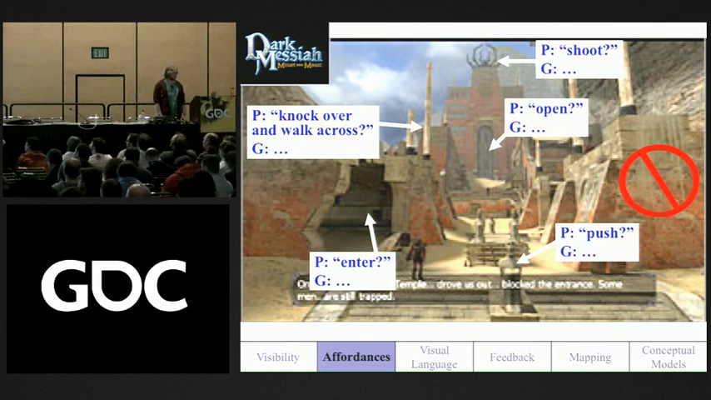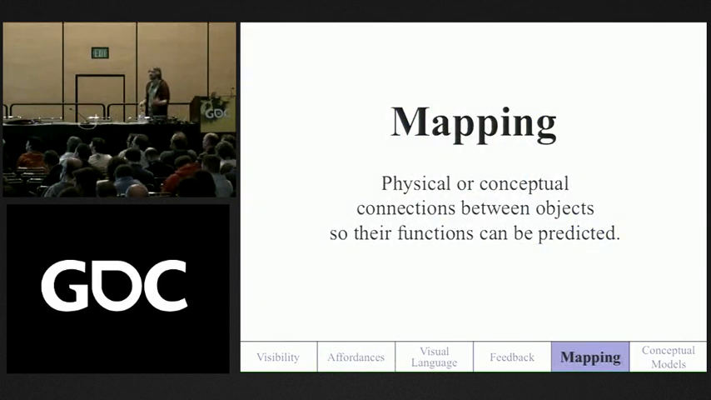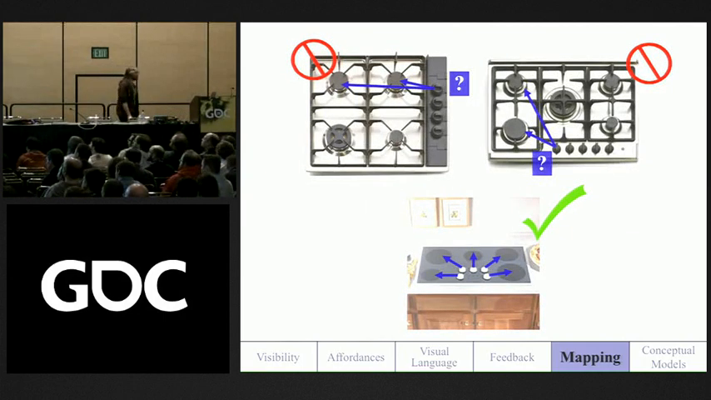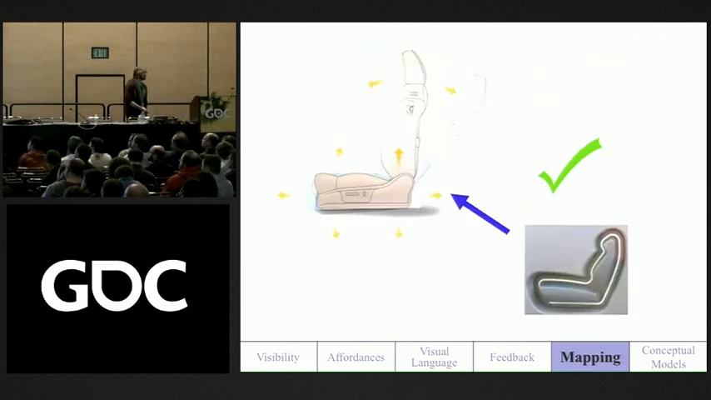Moving on to mapping. Mapping is physically connecting objects or conceptually connecting them if they're not physically connected. So this is the classic user-centered design example of mapping. The top two have bad mapping because there's some confusion on the stoves about which dial controls which burner. Some of it's non-ambiguous, but some of it is. The bottom one has no ambiguity. It's mapped well. You just know which dial is going to connect to which burner.